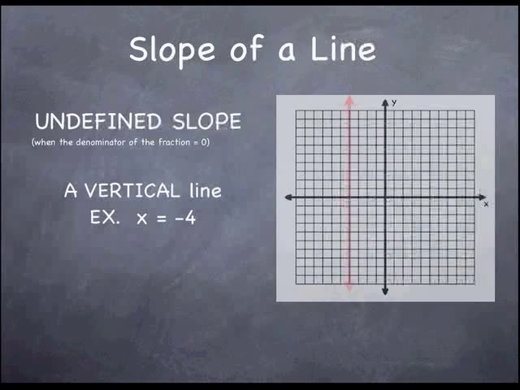Now, if I have a vertical line, and in this case I have graphed the line x equals -4, this line has undefined slope. Again, a trick can be used using the line of the y-axis. We can draw the letter u, and that u would represent undefined slope.